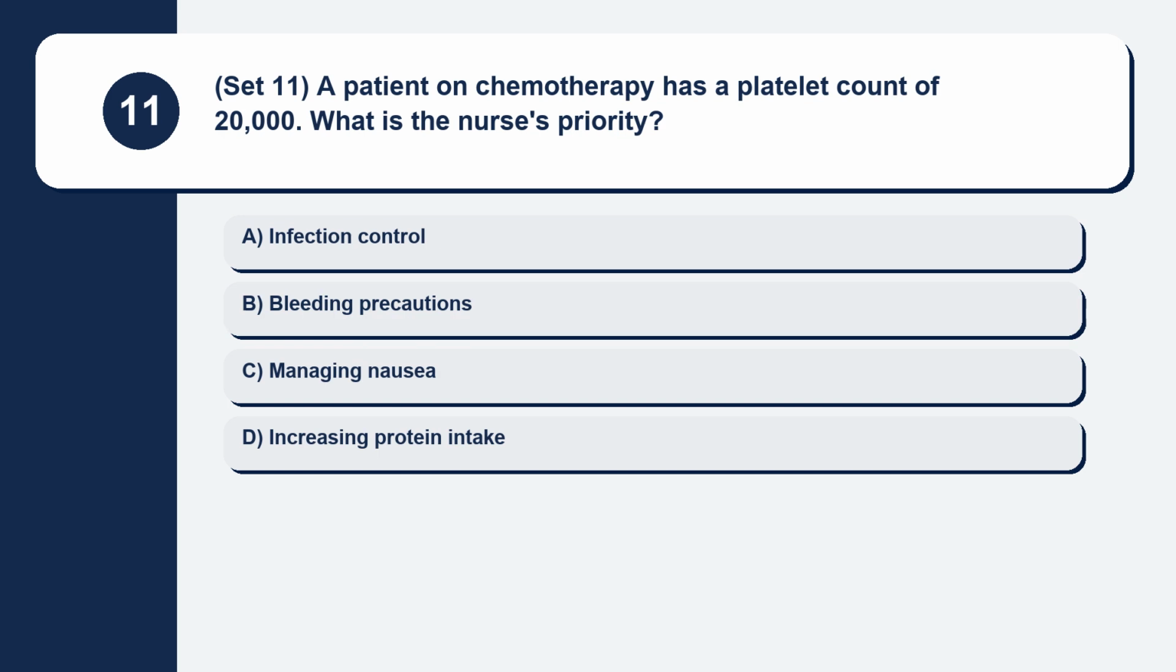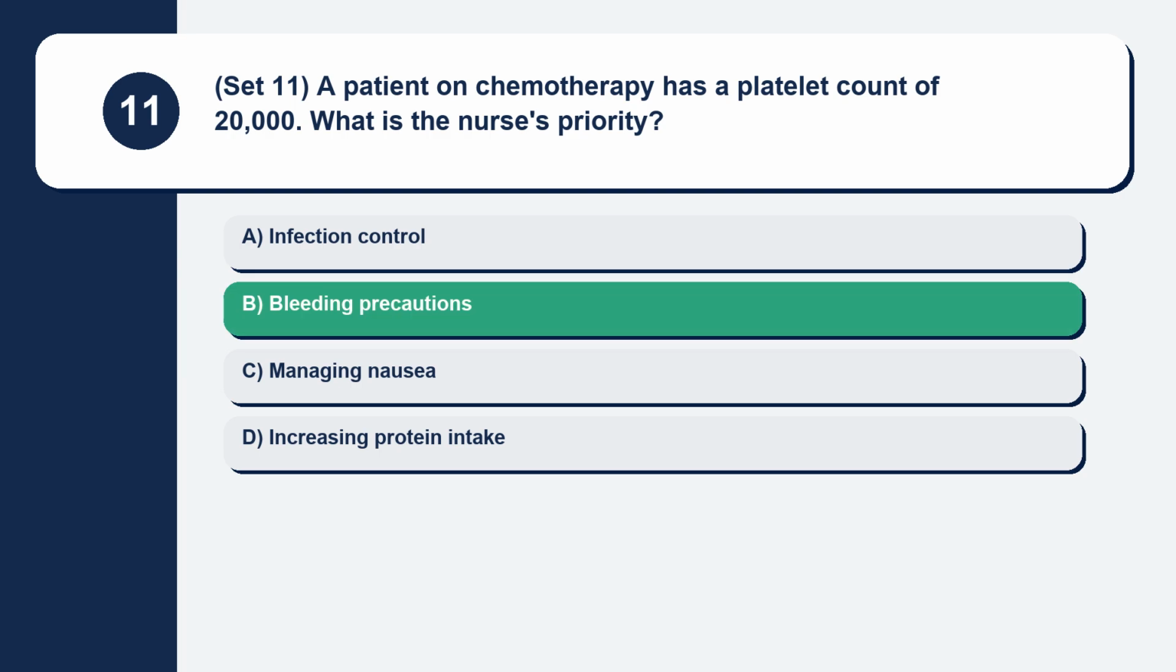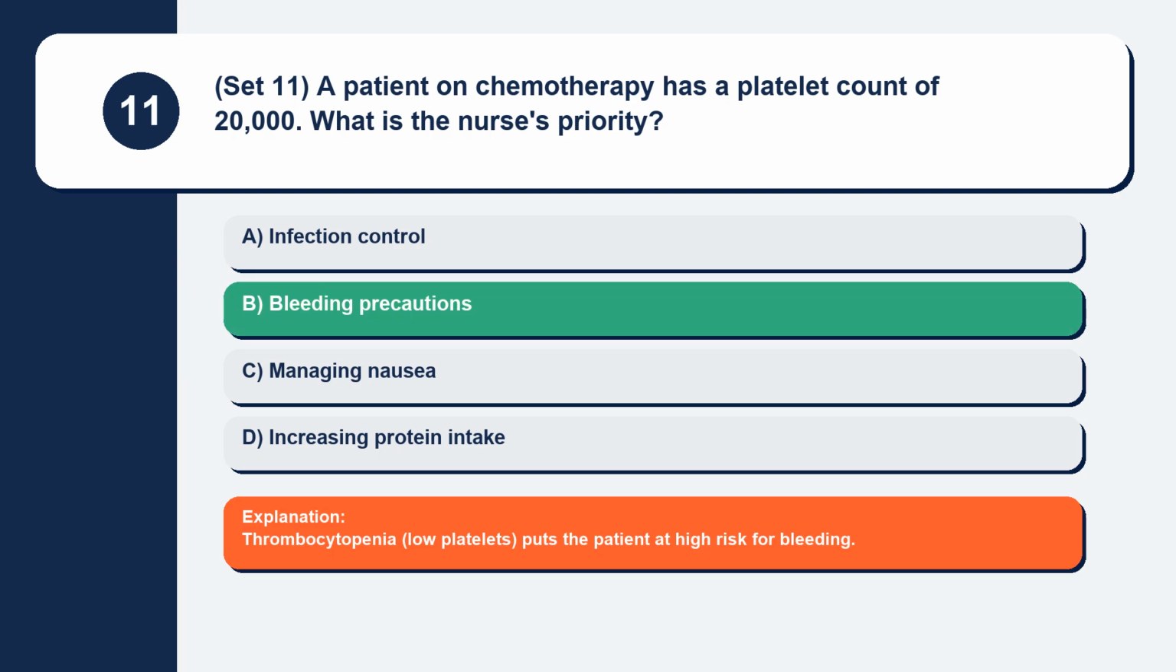Question 11. Set 11. A patient on chemotherapy has a platelet count of 20,000. What is the nurse's priority? Infection control, bleeding precautions, managing nausea, increasing protein intake. Thrombocytopenia, low platelets, puts the patient at high risk for bleeding.